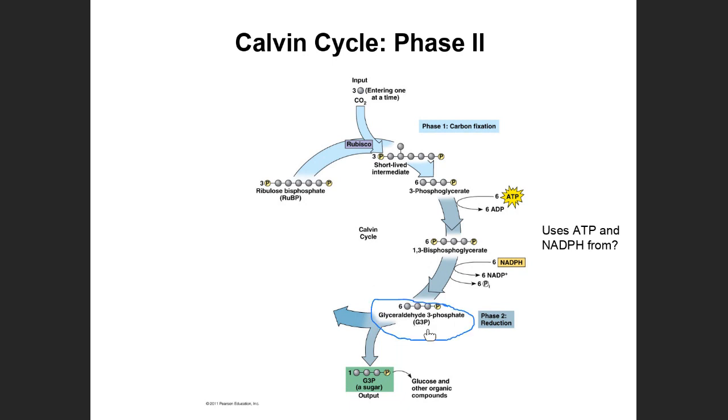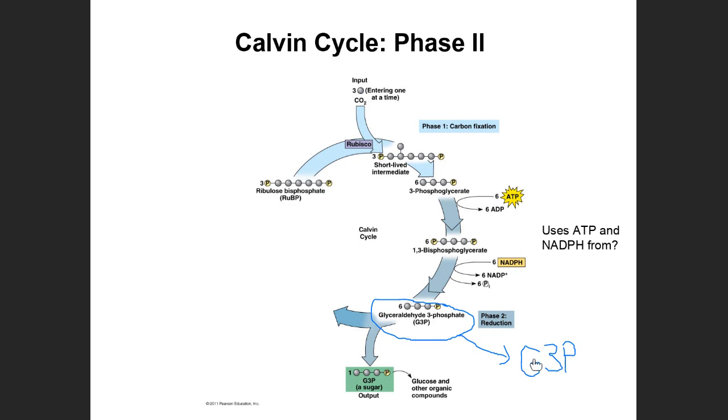glyceraldehyde 3-phosphate. So how is this final product produced? In the last chemical reaction, 1,3-bisphosphoglycerate was reduced, using the electrons from NADPH, thus converting this reactant to this final product. This molecule, glyceraldehyde 3-phosphate, is most popularly known as G3P. Going into the test, know it as G3P, the final product of phase 2, reduction.